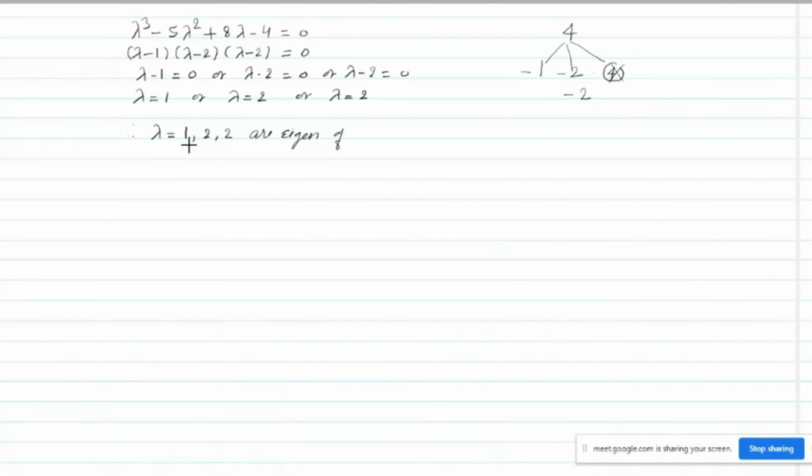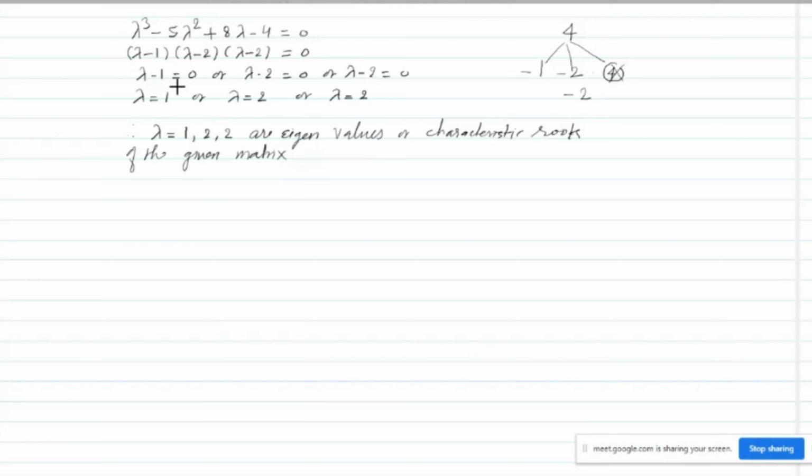So therefore lambda equal to 1, 2, 2 are the eigenvalues or characteristic roots of the given matrix. ओके, आई होप यू अंडरस्टूड बच्चों.